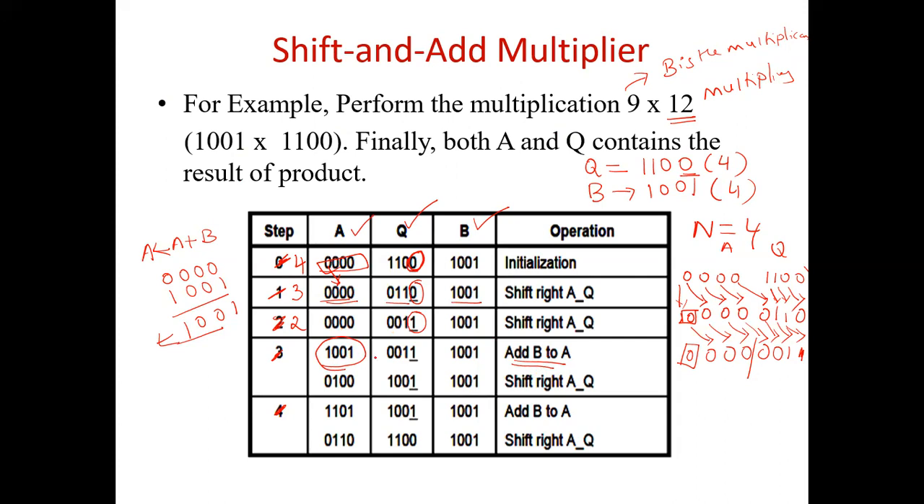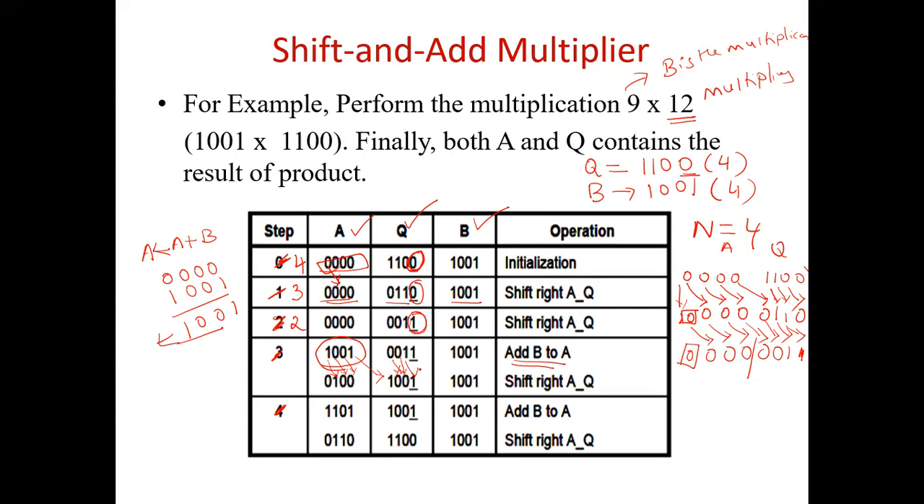Fine. Once you perform this step, there is no change here because this bit is 1. And after that I have to shift, because it is add and shift. So this 1 will be shifted here, this 0 shifted here, this 0 shifted here, this 1 shifted here, this 0 shifted here, this 0 shifted here, this 1 will be shifted here.